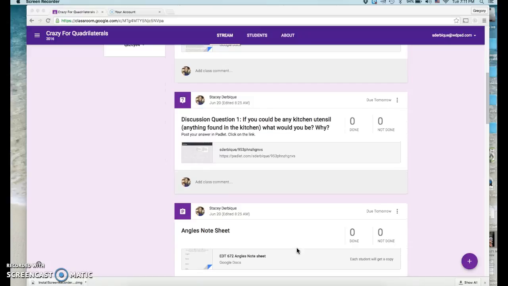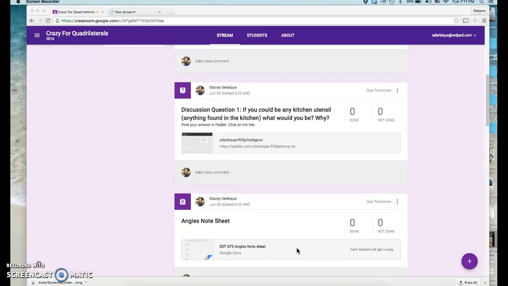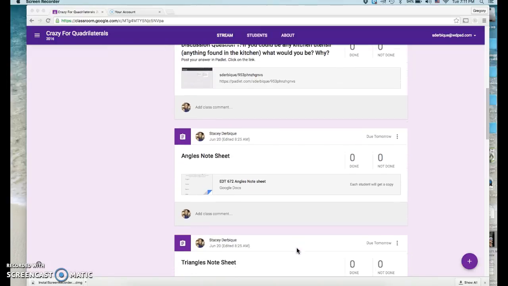My icebreaker discussion question, which the students will be answering using Padlet, is: if you could be any kitchen utensil, anything found in the kitchen, what would you be and why? Once all students have completed that, then we will go on to our angles note sheet. This is a note sheet where students will be watching a video about the different types of angles and taking notes, and this will be done prior to the lesson done in the classroom.